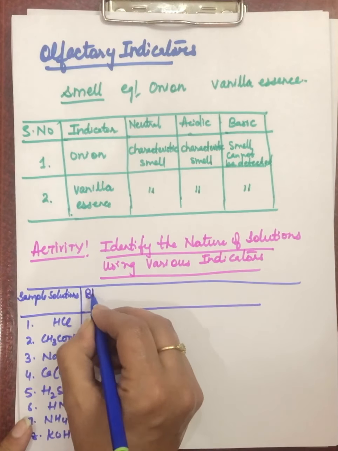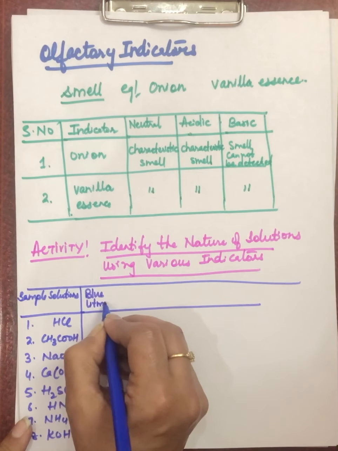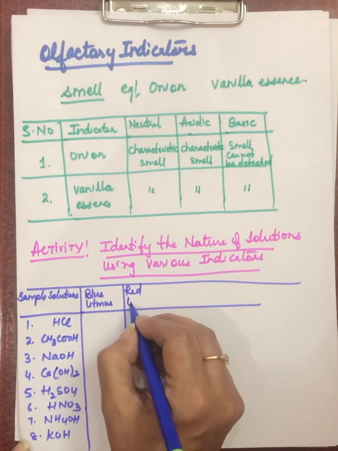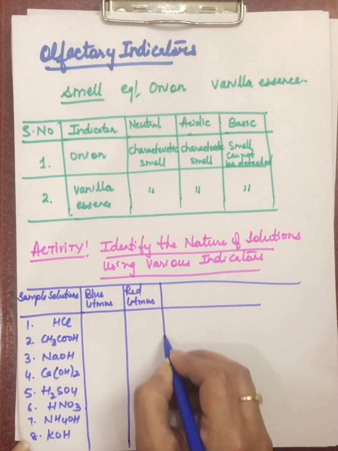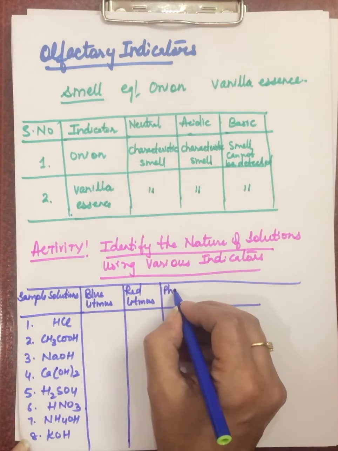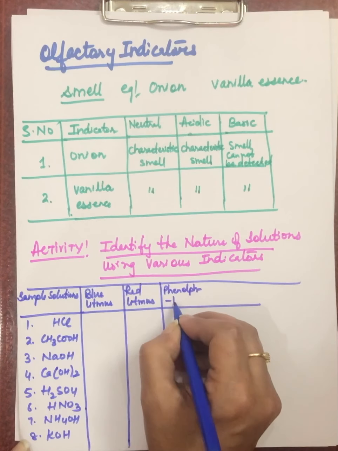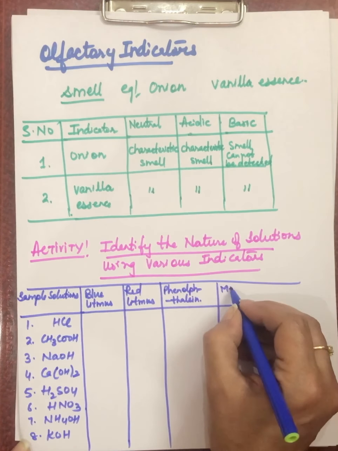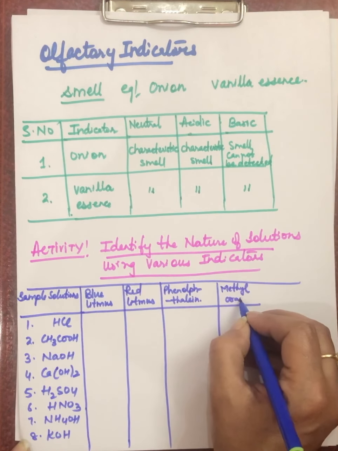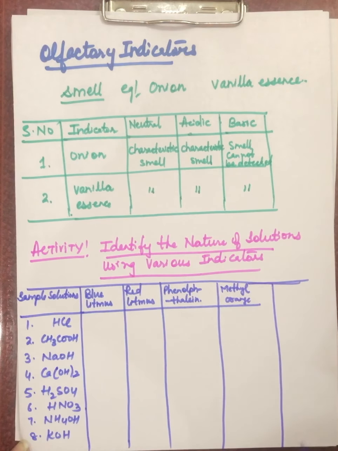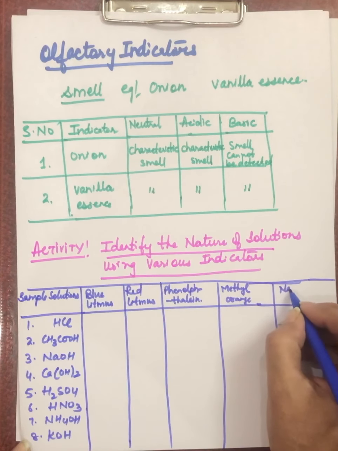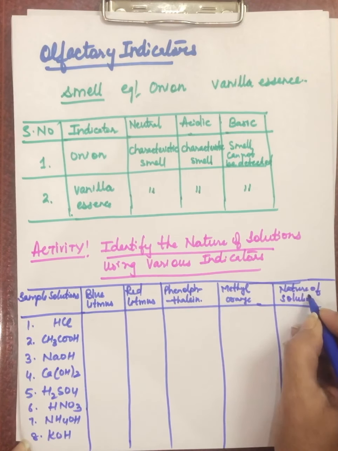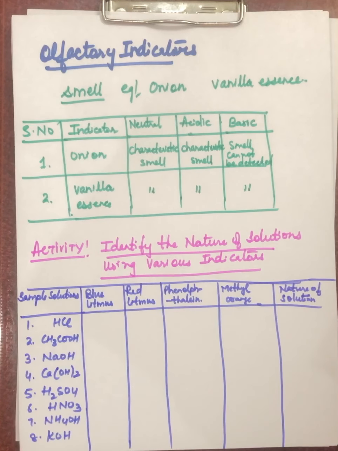So first, with blue litmus, we have to tell the color change in these 8 solutions. Then with the red litmus solution, then phenolphthalein, next is the methyl orange, and in the last column we will write the nature of the solution. Using these indicators, you have to tell whether these given solutions are acids or bases. So this table you have to complete yourself.